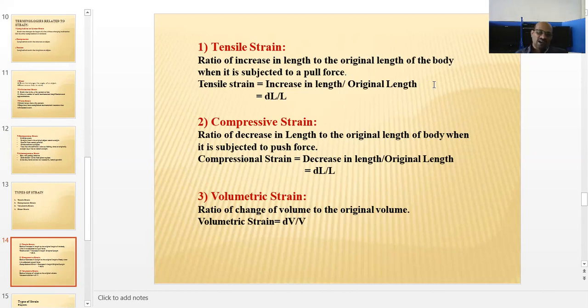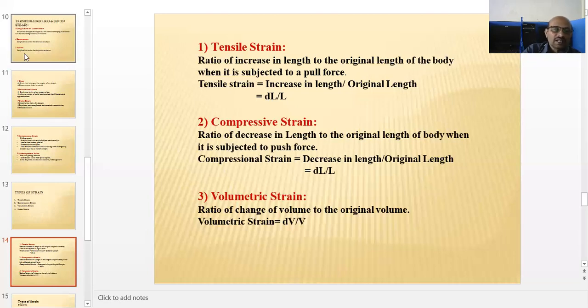Another important one is volumetric strain. Volumetric strain means the change in the volume of the object, the designed job, the designed product. Volumetric strain is the ratio of the change in volume to the original volume. That is the difference.